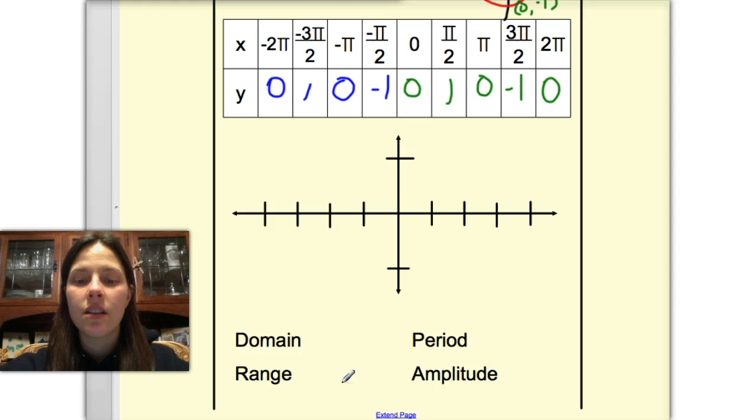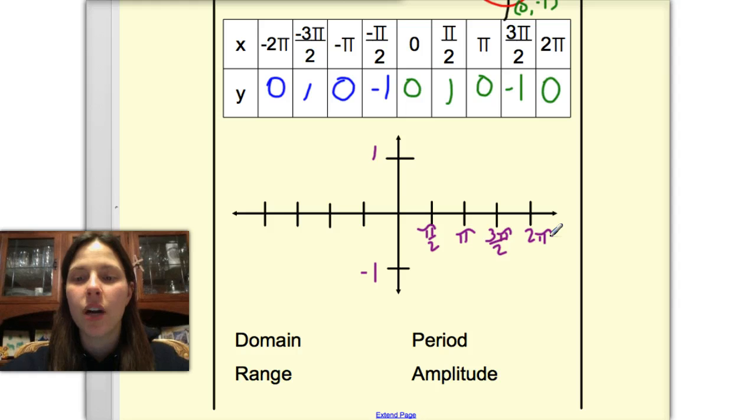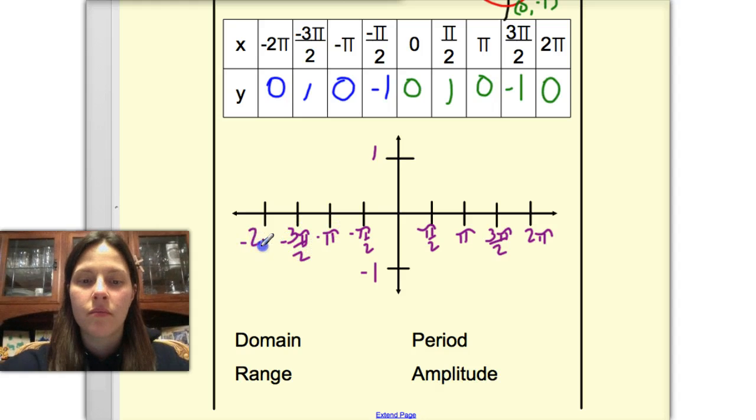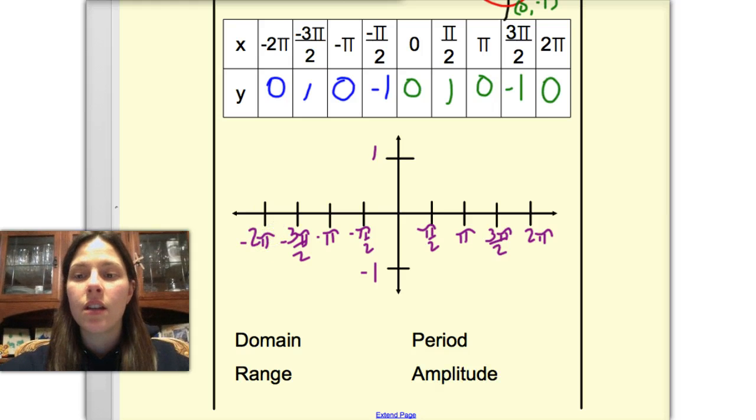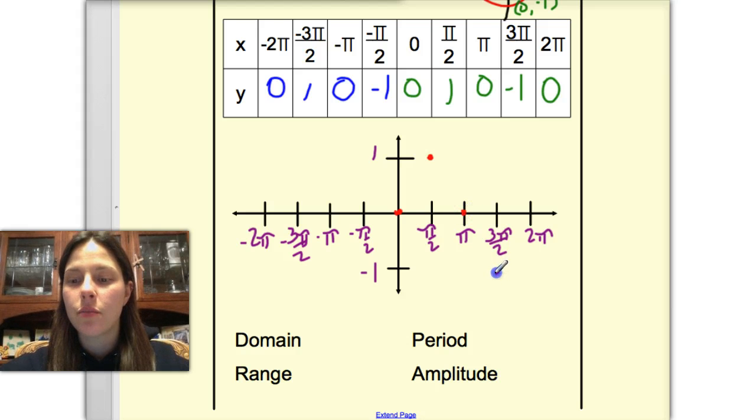Our y values go from -1 to 1, and then we have the x values, or the input, the radian, the angle rotations of pi over 2, pi, 3 pi over 2, and 2 pi, and of course those same values in the negative direction. Then we simply plot our points. So at 0 radians, the sine of 0 is 0, sine of pi over 2 is 1, sine of pi is 0, sine of 3 pi over 2 is -1, and sine of 2 pi is back to 0.